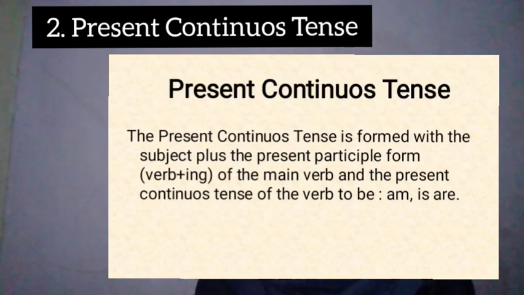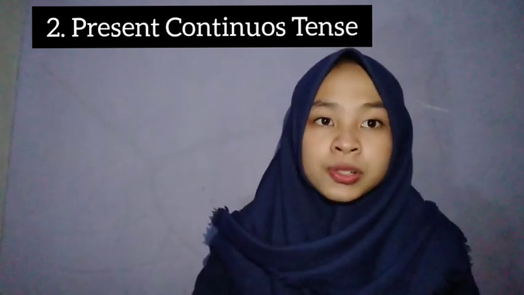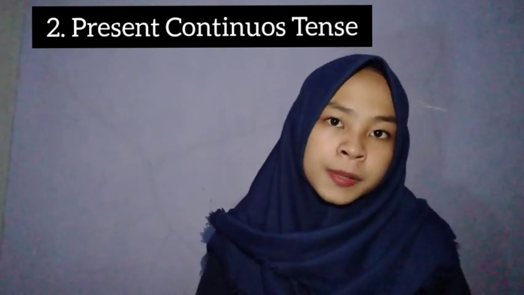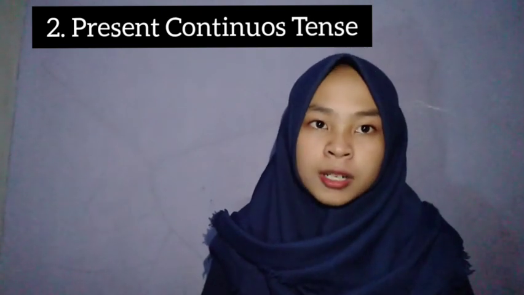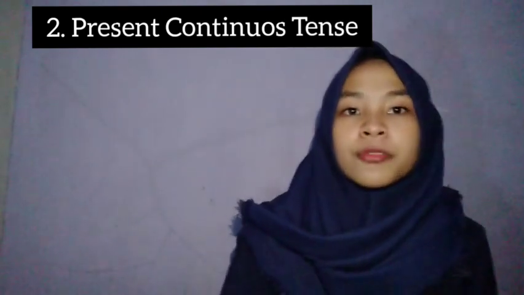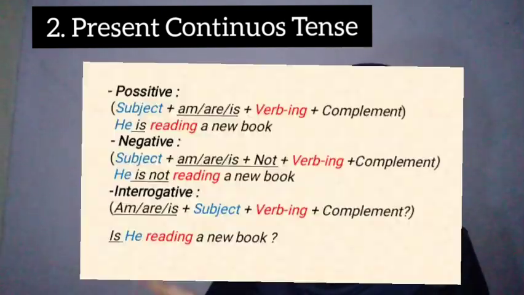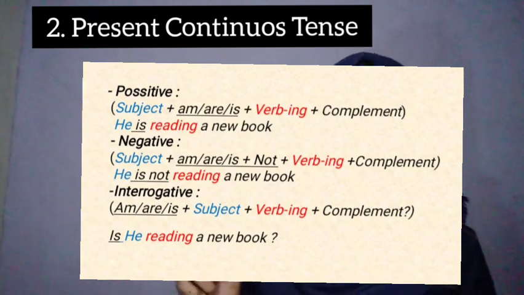So in the present continuous tense, you have to use verb 1 plus ing, and you have to use to be, like am, is, are. This is the formula for a positive sentence: subject, is, am, are, or to be, and verb plus ing, and C complement. The example is he is reading a new book.